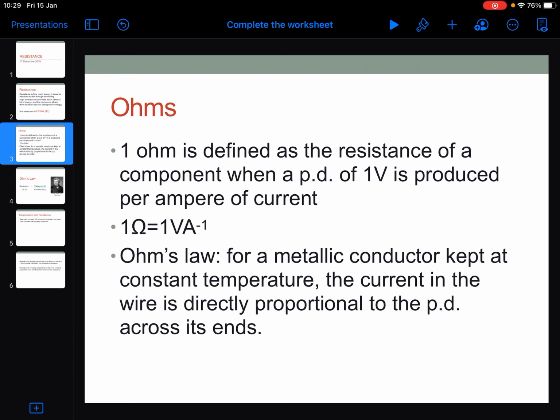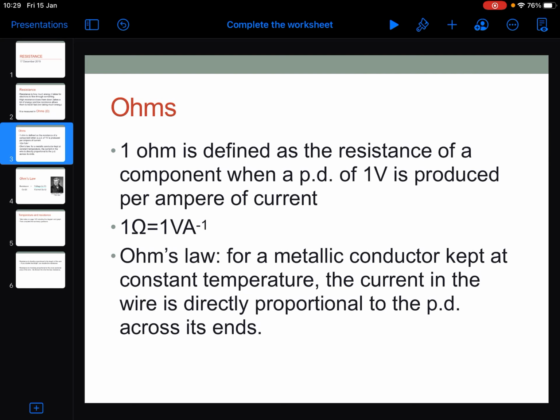So 1 ohm. Please notice an ohm is a unit, which means when we define an ohm, if you're asked in an exam question, you should only use units to define it as well. So 1 ohm is defined as the resistance of a component when a potential difference of 1 volt is produced per ampere of current. As in, if you have 1 amp of current flowing through it, so a certain number of electrons flowing through, you will have 1 volt of potential difference or potential energy being used in it. So 1 ohm equals 1 volt per amp.